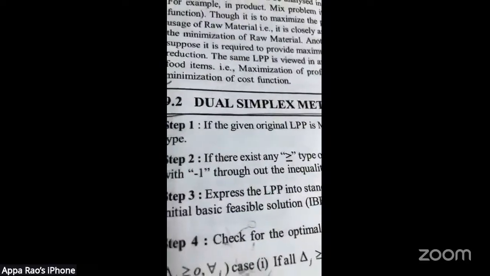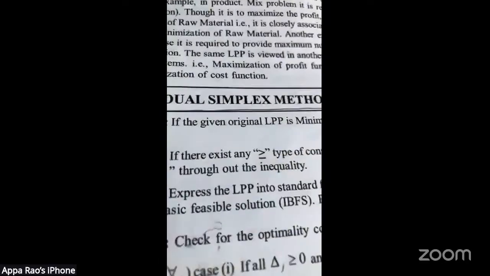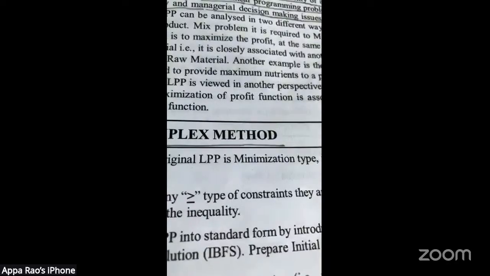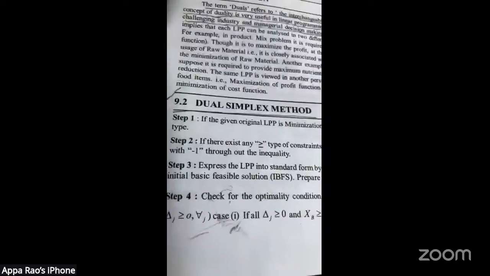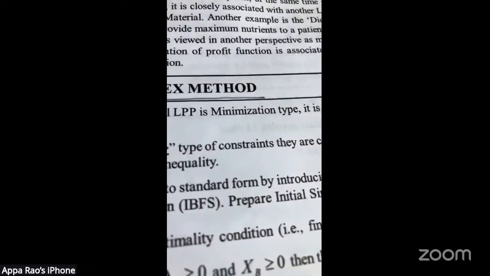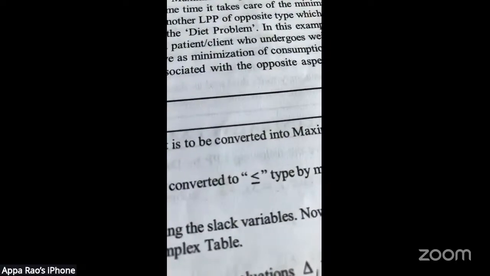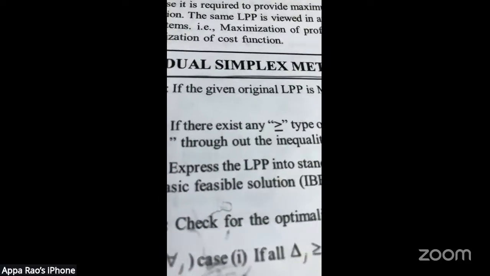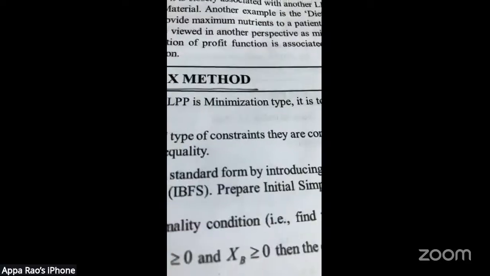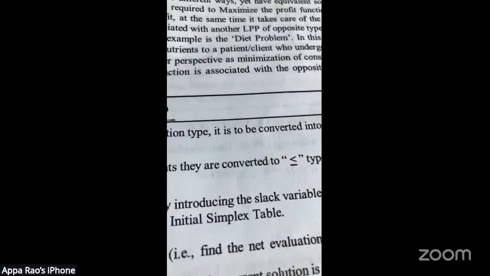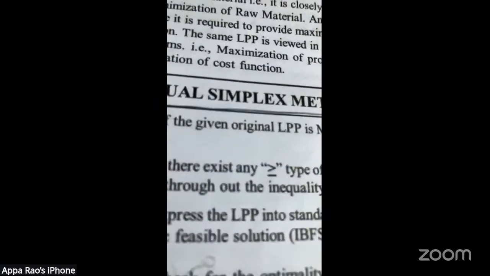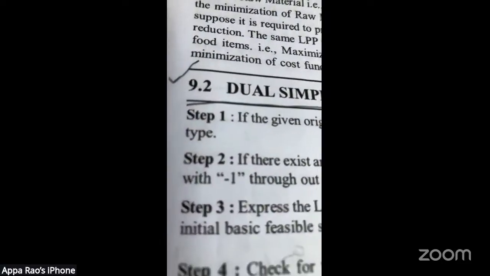Now, the procedure of the dual simplex method. What is step one? If the given original LPP is of minimization type, it is to be converted into maximization type. Step 2: if there exists any greater than or equal to type of constraints, they are converted to less than or equal to type by multiplying with -1 throughout the inequality.